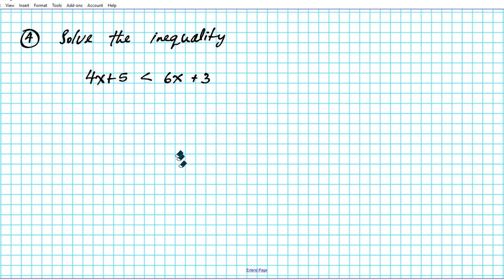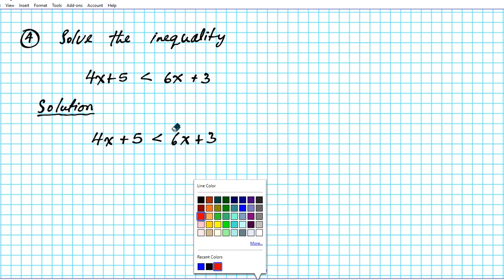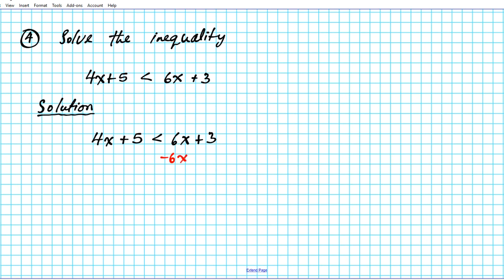Alright, so let's go ahead and solve this. To solve this inequality, we're going to try to collect all the like terms on the same side of the inequality. So we want all the x's to the left, and then all the numbers to the right. So to move the 6x to the left, we use the inverse operation. This is positive 6x, so we're going to subtract 6x from both sides of the inequality.